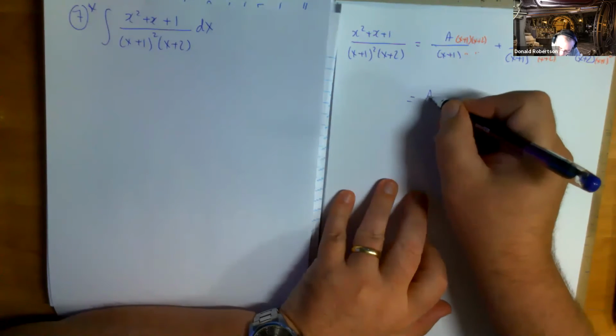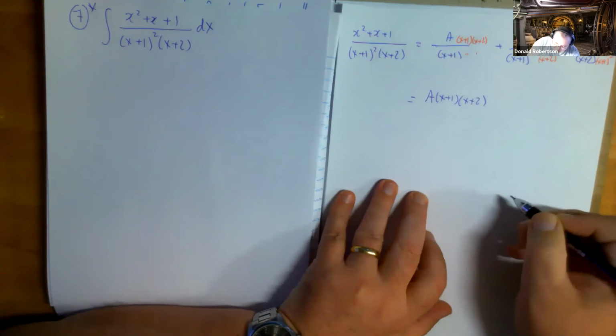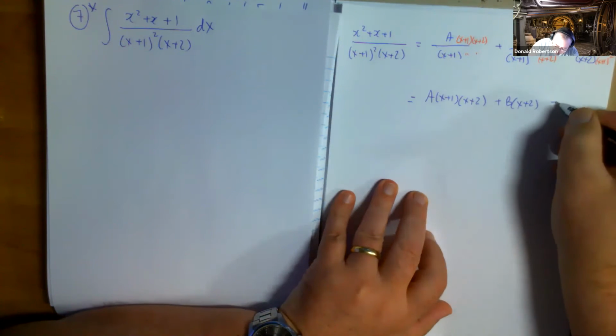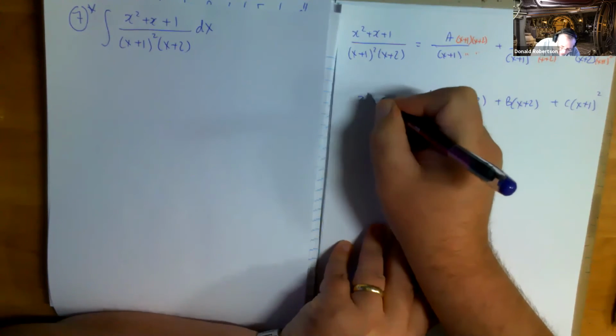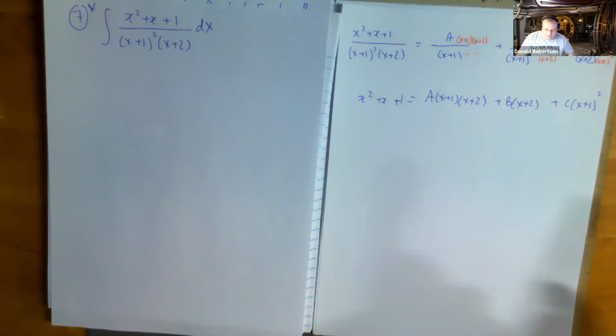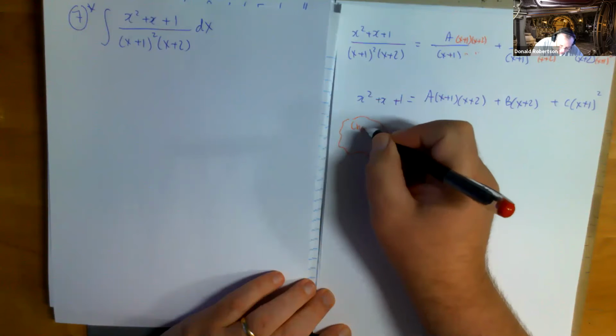Now that gives me a top line that looks like that, followed by that, followed by that. And it's going to be x squared plus x plus 1. And now it's time to choose x's.